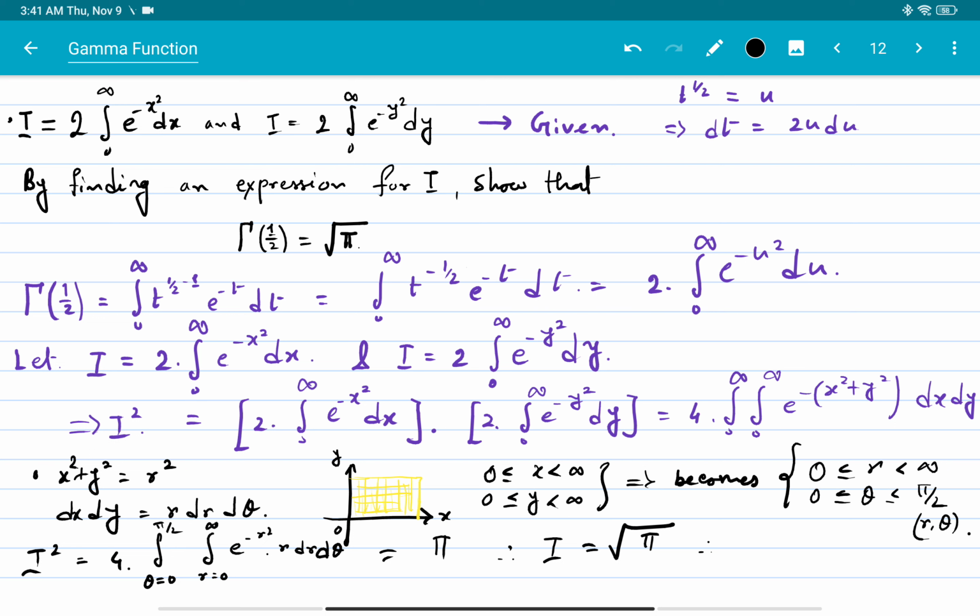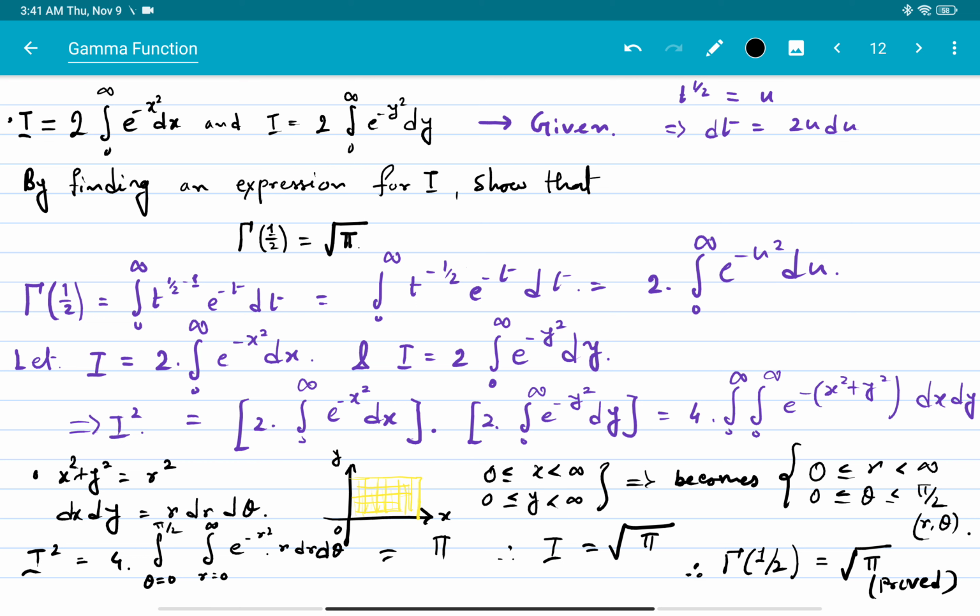Therefore we can say that gamma of half is nothing but root over pi. So hence we have proved that gamma of half equals root pi. This is a very easy way to do so.